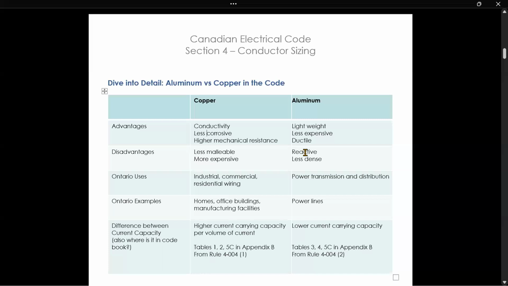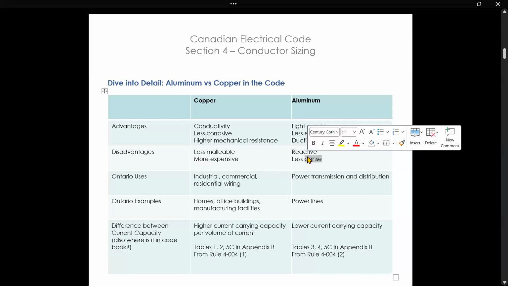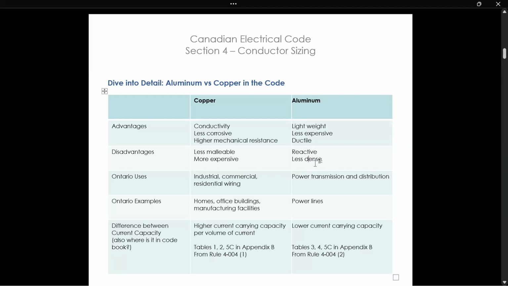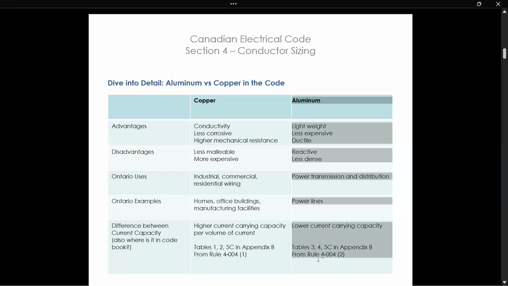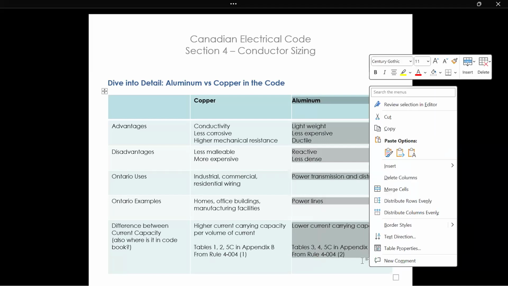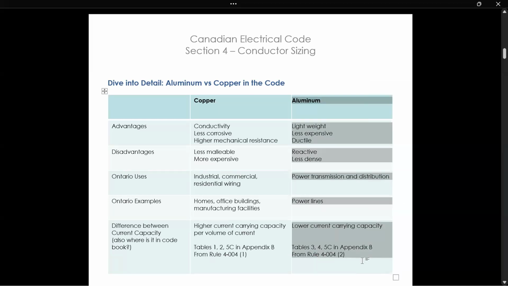But then aluminum has that disadvantage of it oxidizing and it's less dense. Therefore, it has a lower conductivity. The reason why aluminum is used for power transmission and distribution is simple. It's because it is less dense, it is lightweight. It is also less expensive. So in power transmission and distribution, these lines have to go from pole to pole to pole. They have to span very large distances, and they simply couldn't do that in copper. It would be very expensive and it would be very heavy. You'd have to have twice the number of poles.